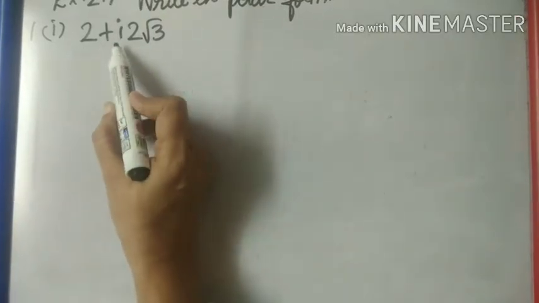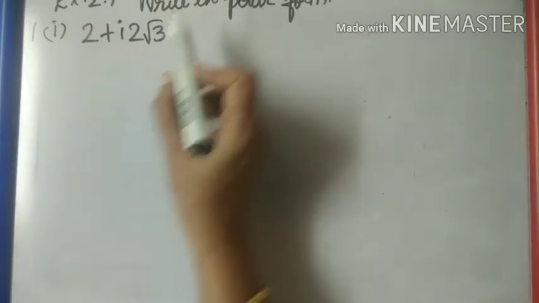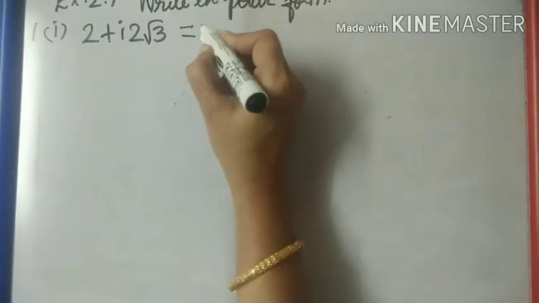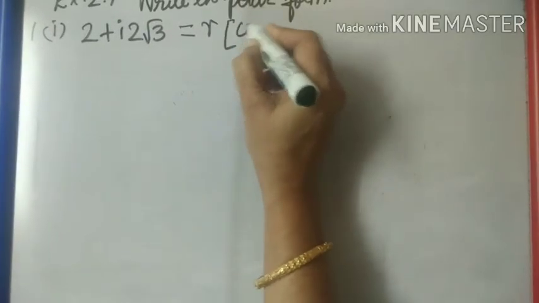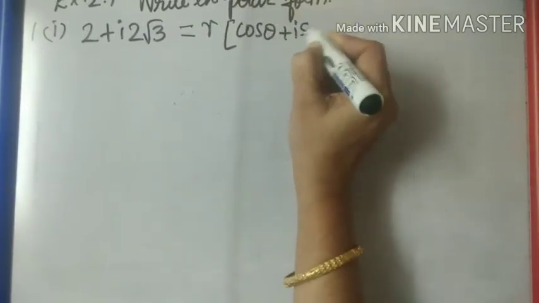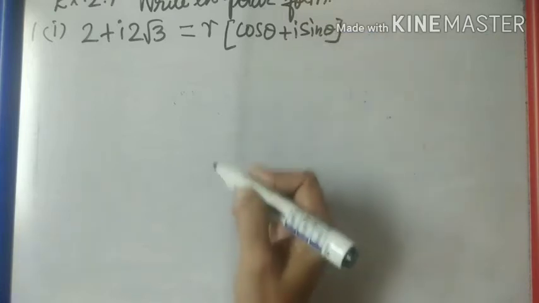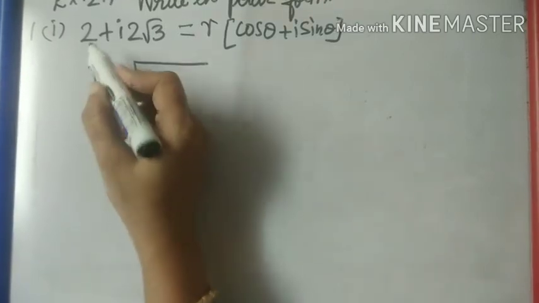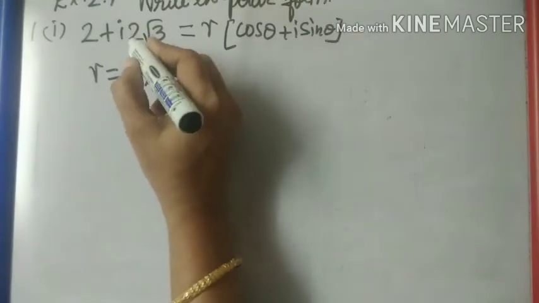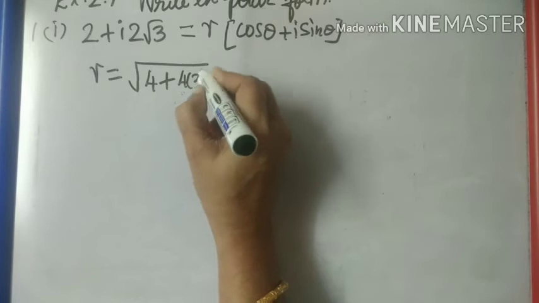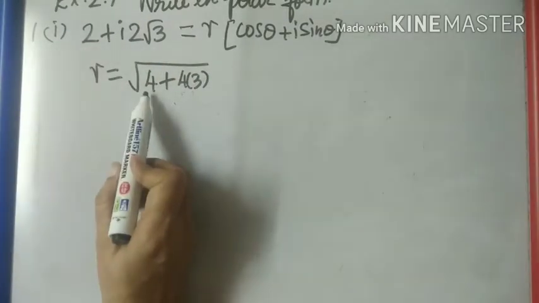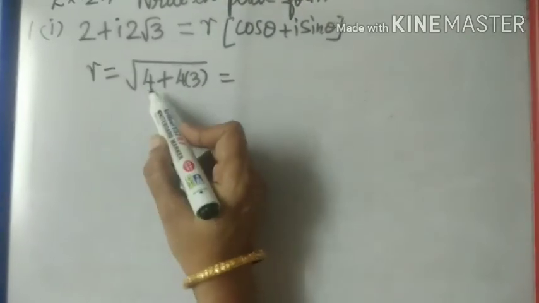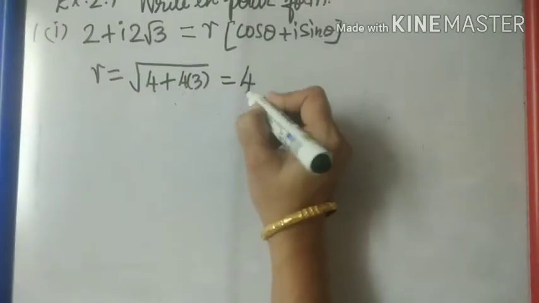Given 2 plus i 2 root 3, we want to write this in polar form. So I will write this as r into cos theta plus i sin theta. My first step is to find r, that is the modulus, root of squares. 4 plus 4 into 3. When I am squaring, this is 4 and the square is 3. Totally 12 plus 4, 16, square root is 4.